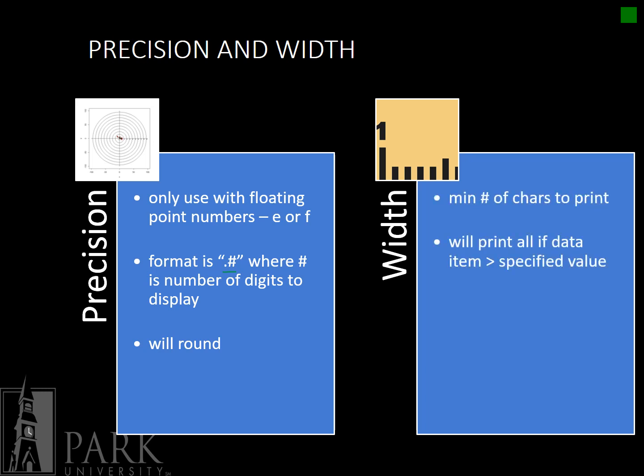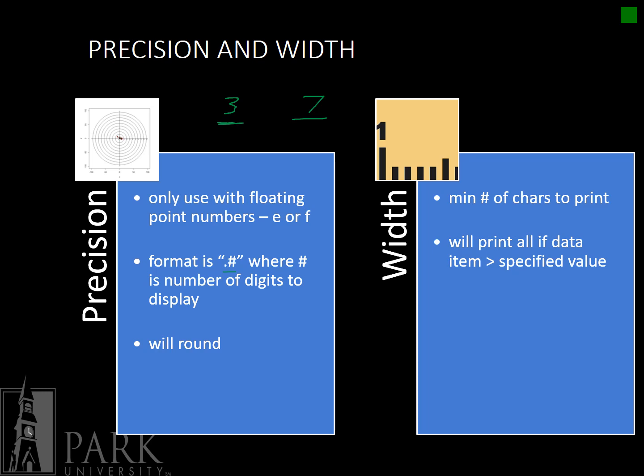And if the data item contains more than the specified number of characters, then all of the characters are printed. All right, that's an important thing to keep in mind. I'm going to read it again. If the data item, that's the second or third or fourth parameter we're passing into the printf method, contains more than the specified number of characters, then all of the characters are printed. So if we specify a width of 3 and we have a string that has 7 characters, it's going to print all 7, right? 3 just establishes a minimum width, right?